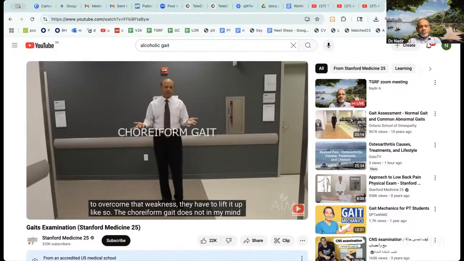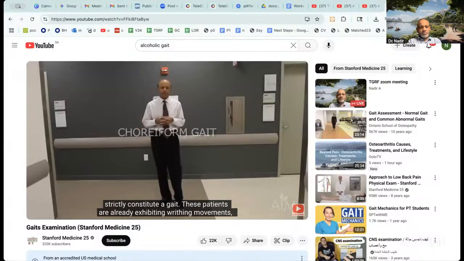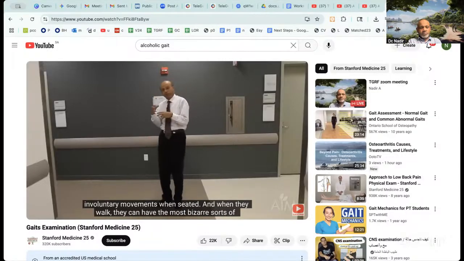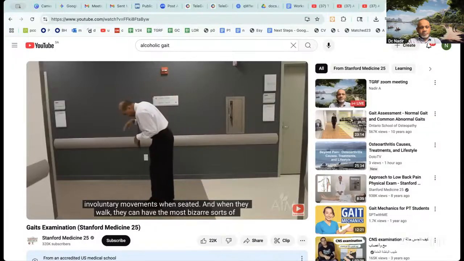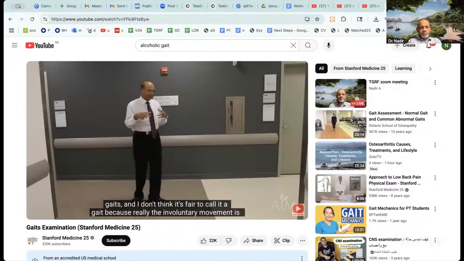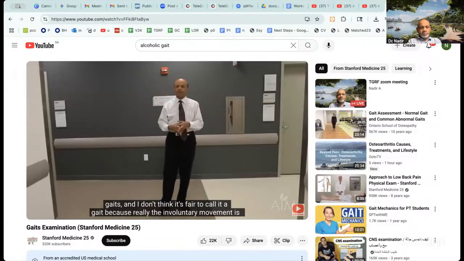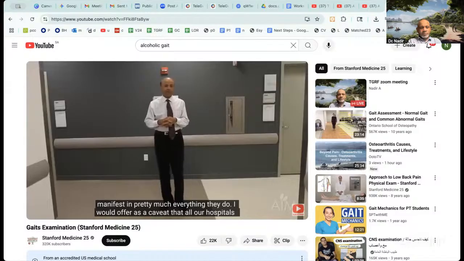The choreiform gait does not, in my mind, strictly constitute a gait. These patients are already exhibiting writhing movements, involuntary movements when seated, and when they walk, they can have the most bizarre sorts of gaits. And I don't think it's fair to call it a gait because really the involuntary movement is manifest in pretty much everything they do.